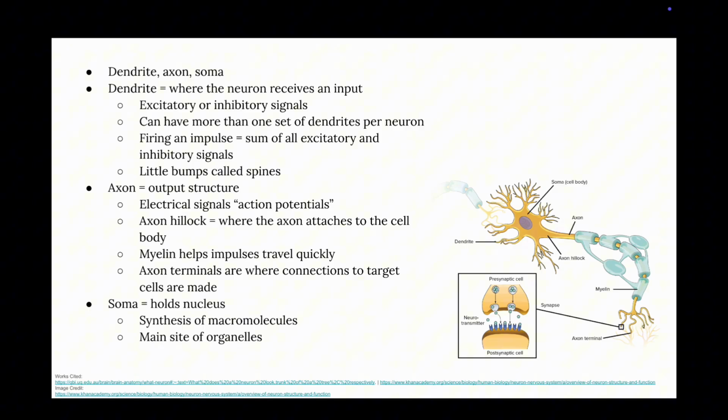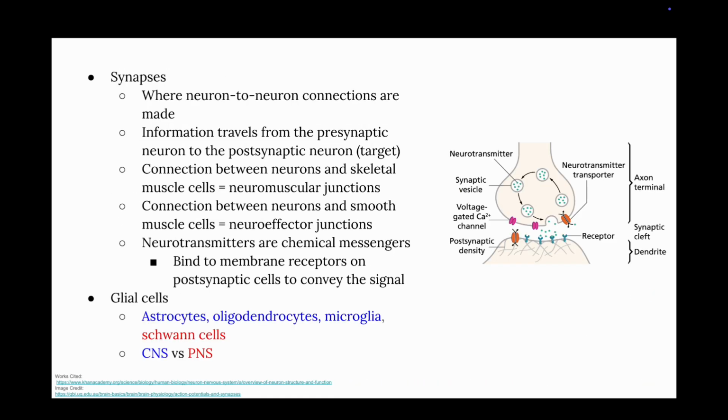The cell body is called the soma, and it holds the nucleus and is the main site of the organelles. There, macromolecules and proteins are synthesized. The synapses are where neuron-to-neuron connections are made, as seen here in this image. Information travels from the presynaptic neuron to the postsynaptic neuron, or the neuron we are targeting.